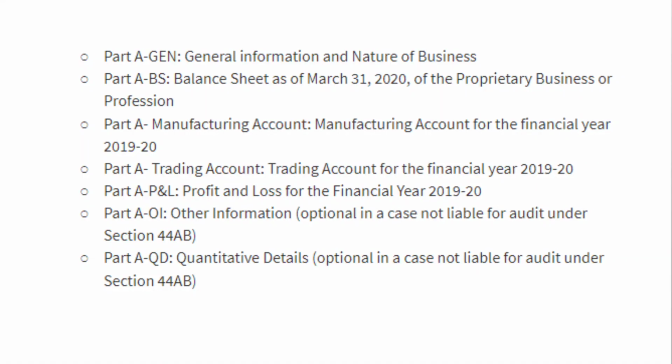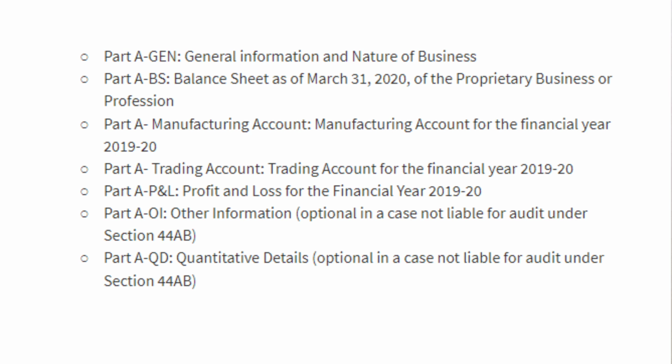So let us discuss the contents of the ITR-3 form. We start with Part A. In Part A, first you need to fill in your general information and the nature of business. You need to fill in the details of your balance sheet as on 31st March 2020, your assets and your liabilities.